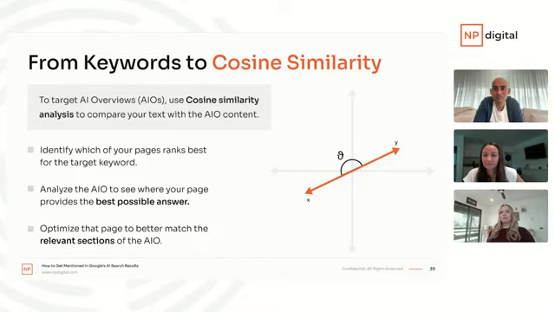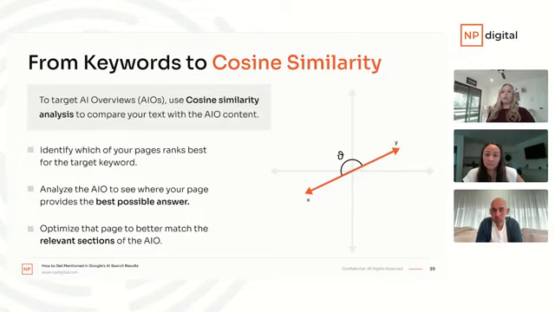So to improve the chances of being cited in an AI overview, we need to move beyond just keywords and start thinking more semantically. That's where cosine similarity analysis comes in. It measures how closely your content matches the language and structure of the AI-generated response. So start by identifying which of your pages ranks best for the query, then compare it against the AIO's text to find gaps or differences. The goal here really is to optimize your page so that it provides the best possible answer and aligns with the specific way the AIO answers the question. If you're able to do this, then your content has a better chance to be shown in search results over competitors.